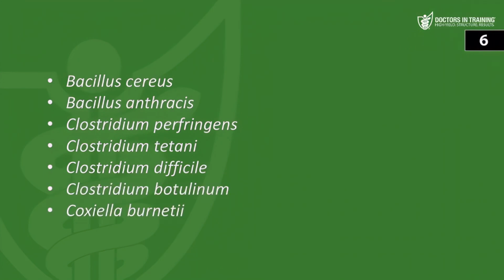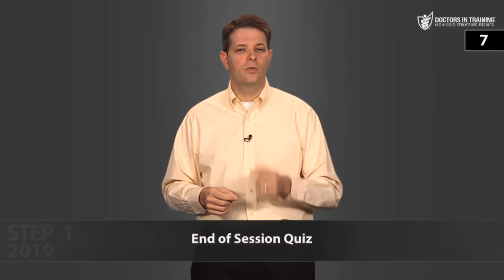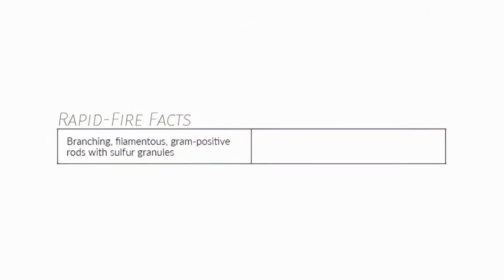And the last question, which medications are commonly used to treat C. diff colitis? So metronidazole or oral vancomycin are first line, and then fidaxomicin is another option for recurrent C. diff colitis. We also have one rapid-fire fact. Branching filamentous gram-positive rods with so-called sulfur granules, that's Actinomyces israelii.